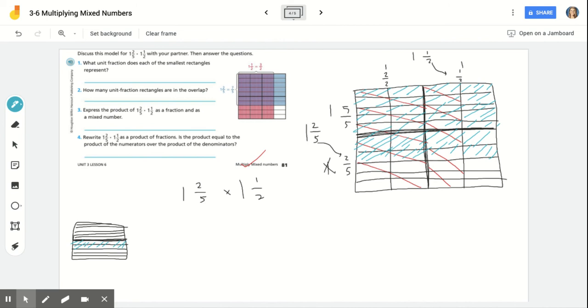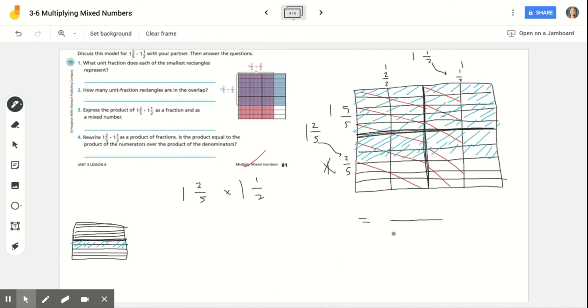And now let's do some solving. What does this array represent in fraction form? So underneath your array, let's do an equal sign and let's put it in improper fraction form first and then we'll turn it into a mixed number if needed.